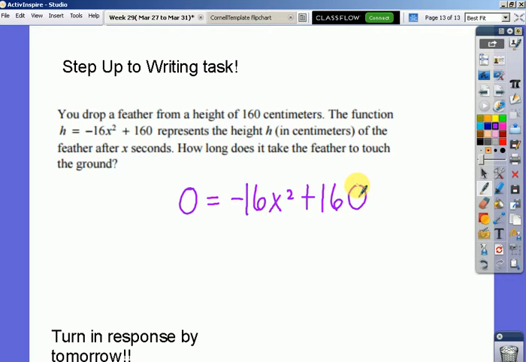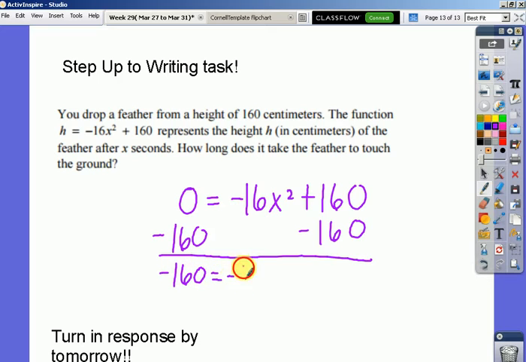Okay, what's an indication that you might want to solve by square roots here? There's no middle term. Now you could factor out a 16 and solve it that way if you want to, but let's just solve by square roots. I'm going to do that by first doing what? I have to get x squared equal to a number other than 0 here before I take the square root. So what am I going to do? Subtract 160, subtract 160. Again, you can do this by factoring if you want to. So you got negative 160 equals negative 16x squared.